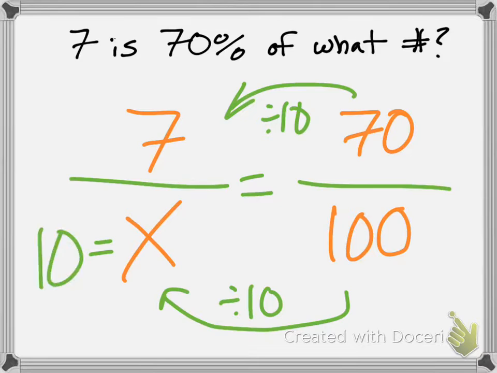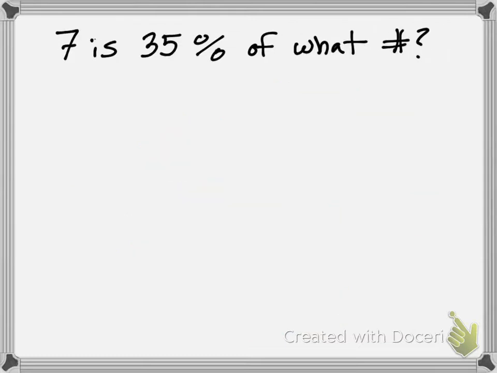All of this is knowing that it is over of, or part over whole, equals percent over 100. I know that sounds complicated, but it's really not. Let's do this one. 7 is 35% of what number? Kayla, set this one up for me.